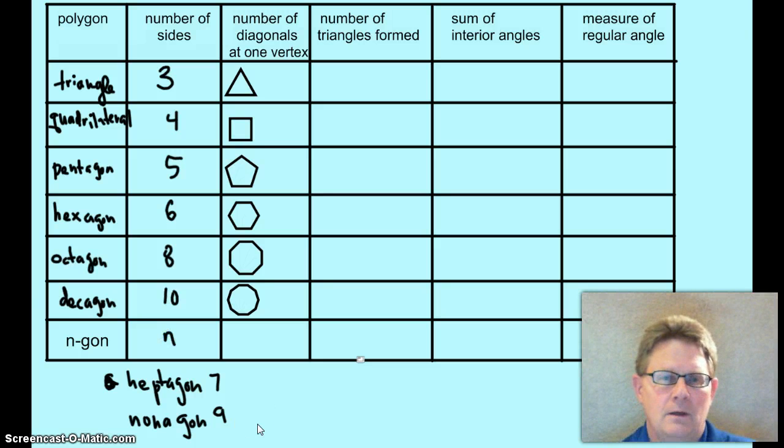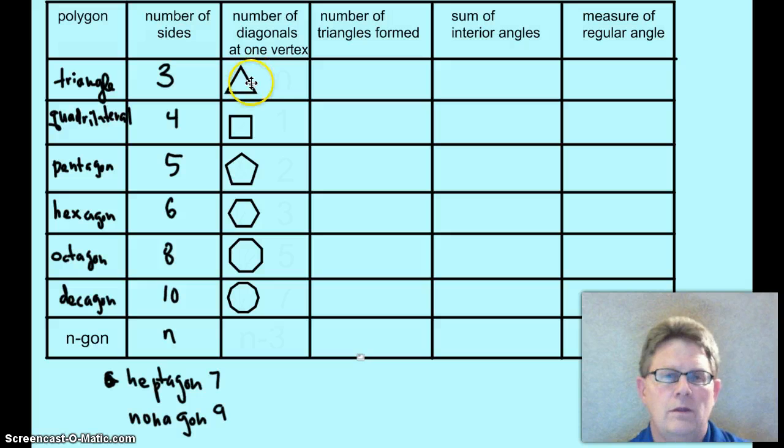Alright, now if I look at this triangle, how many diagonals can I draw from this vertex down here? That is correct. I can draw 0 diagonals because they would all be sides. Okay, on this square, how many diagonals can I draw? Right, you can draw 1.